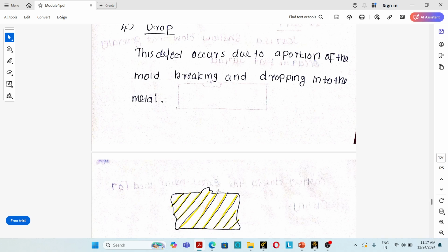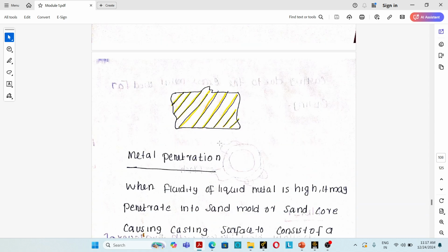The fourth one is drop, or crush. This defect occurs when a portion of the mold breaks and drops into the metal. A portion of the mold cavity or mold core breaks and drops into the molten metal, and that is known as drop or crush.